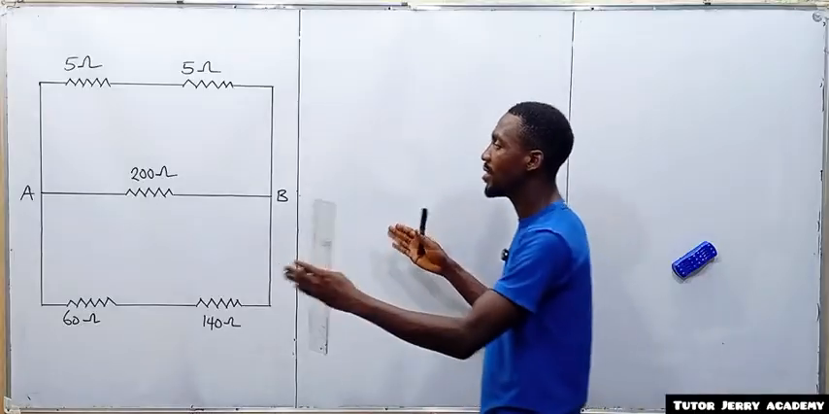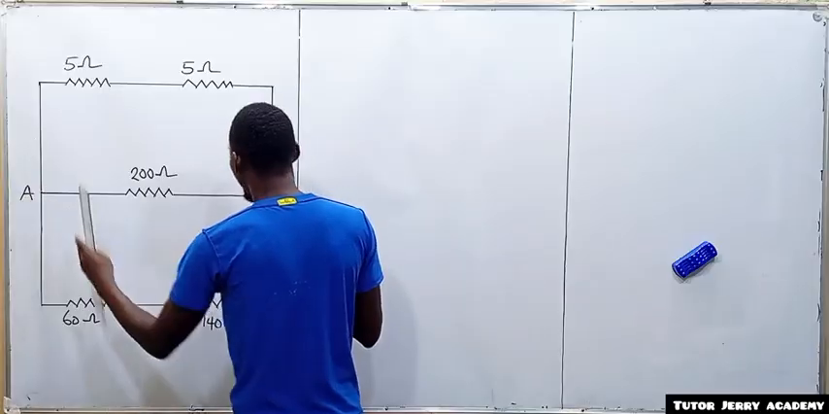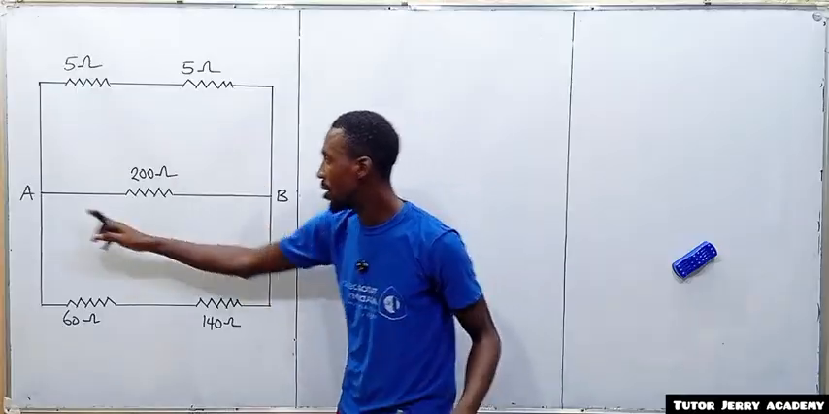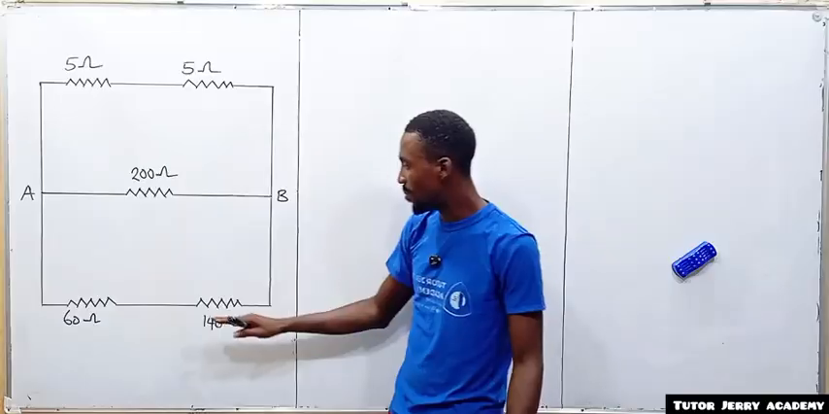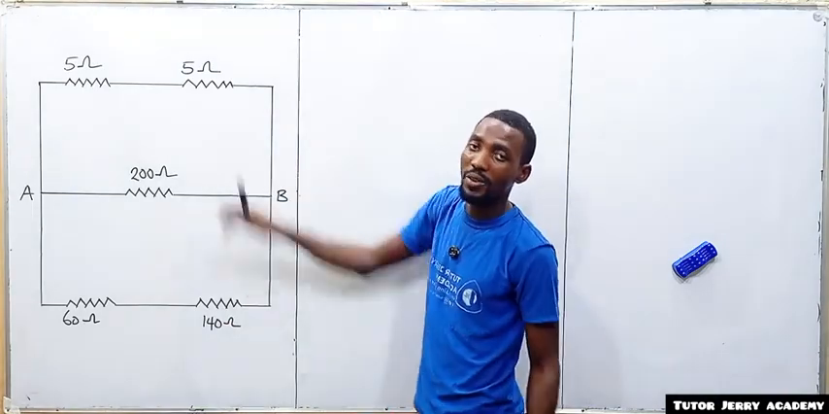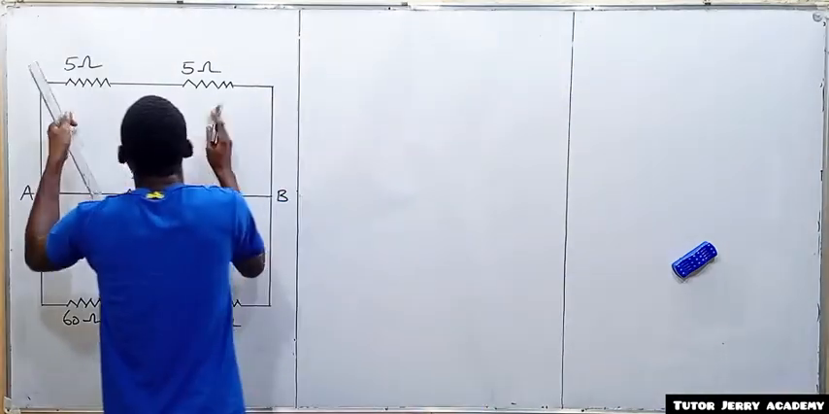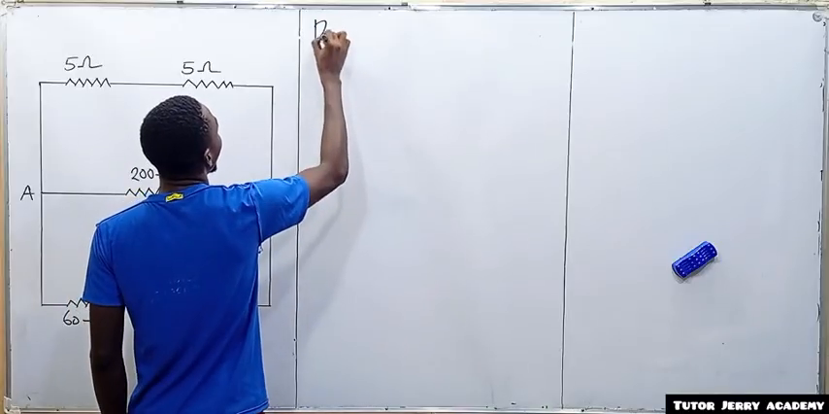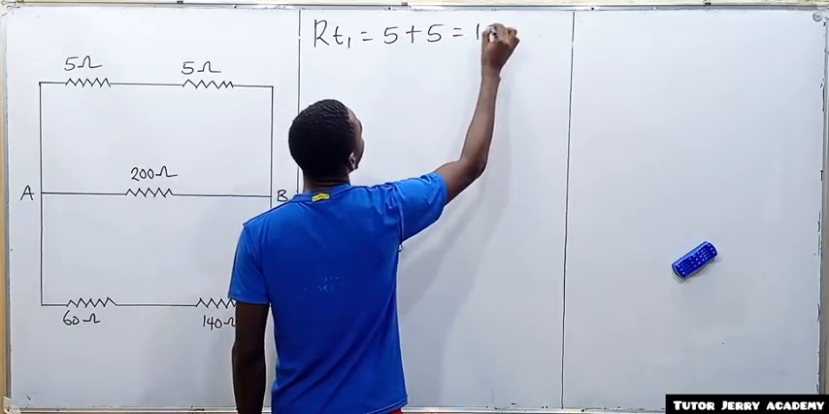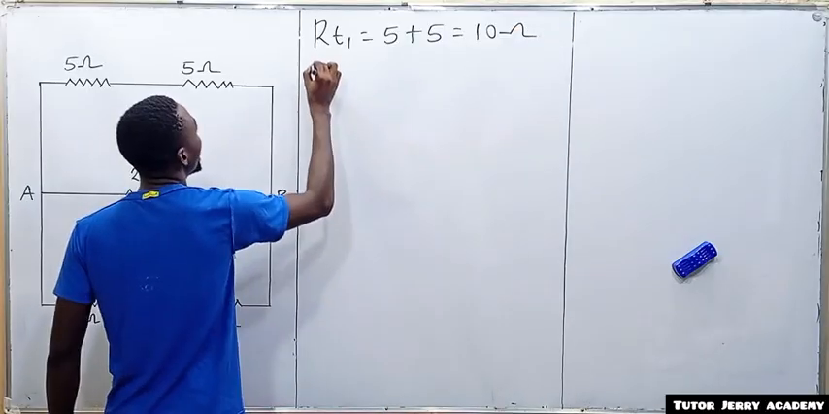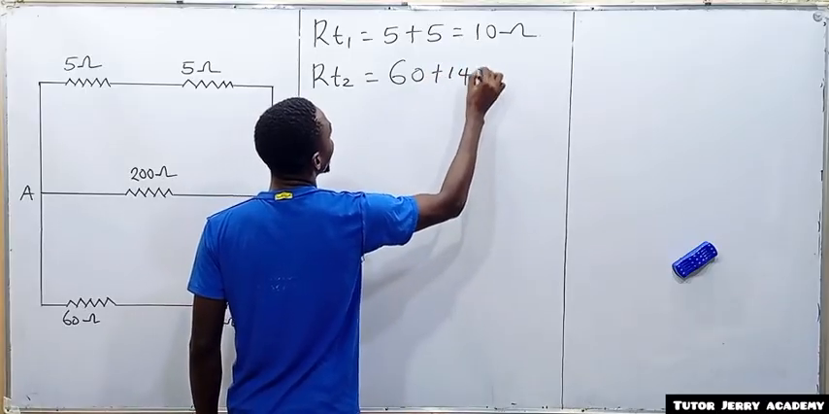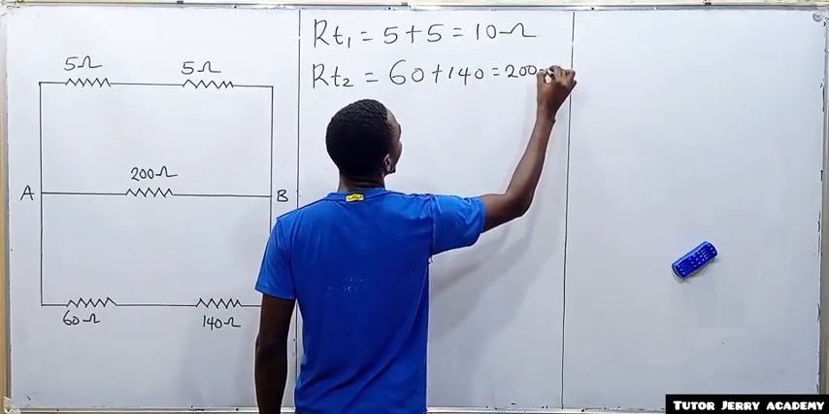Alright, so if you look at this circuit very well, these are two terminals. Any current that enters into this branch will be the same throughout between the resistors. Any current that enters here too will be the same. So it means 60 ohms is in series with 140 ohms, and 5 ohms is also in series with 5 ohms. Let's call the total combination of these RT1. So RT1 will be equal to 5 plus 5, which gives us 10 ohms. And RT2 will be equal to 60 plus 140, which gives us 200 ohms.